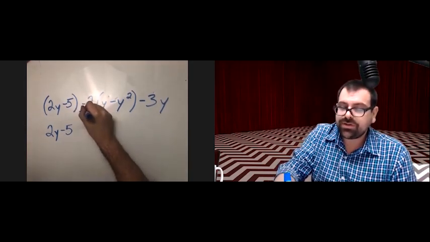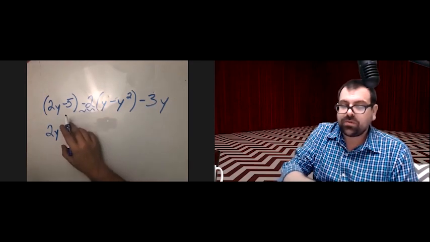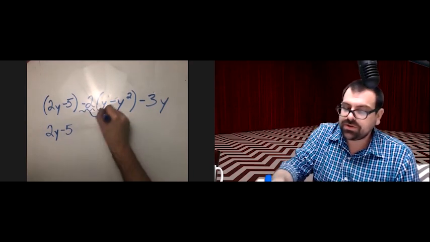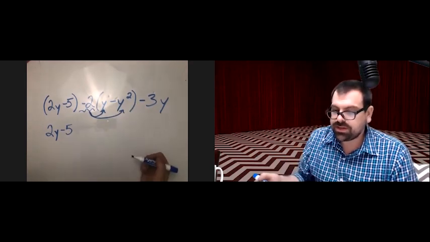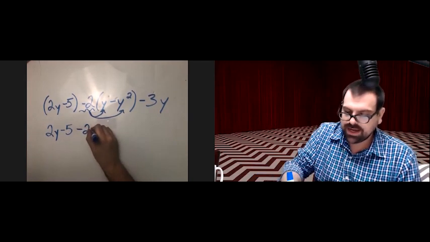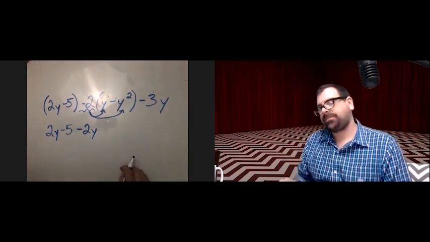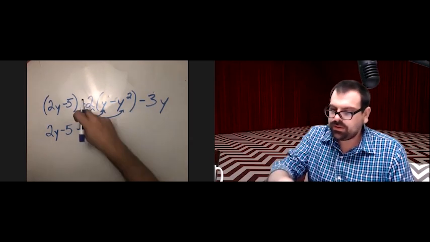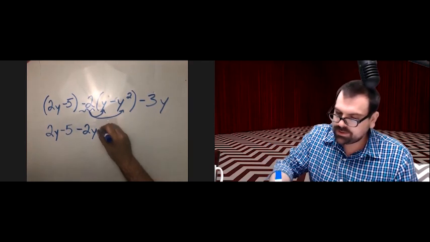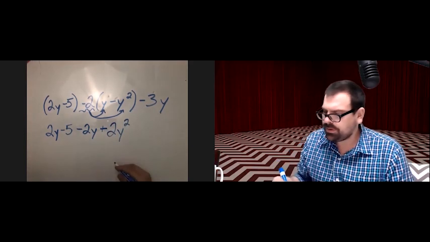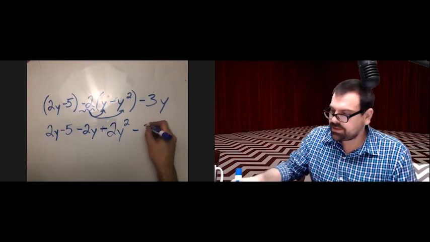Over here, this negative 2, even though it's red, minus 2 times this, for the purposes of what we're doing, we're going to treat it as a negative 2. We're going to distribute to both of these terms. Negative 2 times y is negative 2y. That negative becomes our minus. Negative 2 times minus y squared. Minus times minus is plus. Negative 2 times negative y squared is positive 2y squared. Then we have minus 3y.